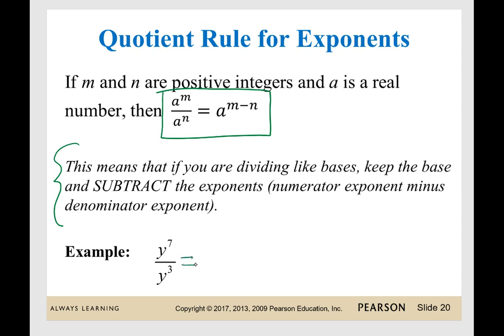All right, so here's a small little example at the bottom. y to the 7th divided by y to the 3rd. You're going to keep that base because they're both y's, and then you're going to subtract the numerator's exponent minus the denominator's exponent. So that's going to give you y to the 4th. All right, so that is the quotient rule. So let's go practice this one for a couple of problems.